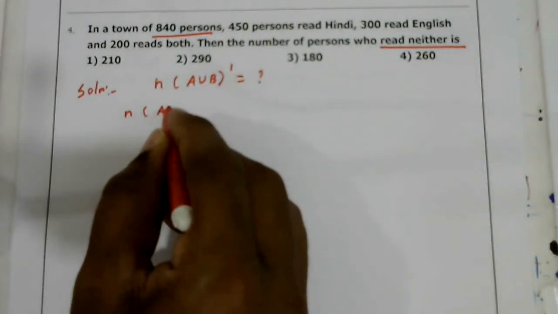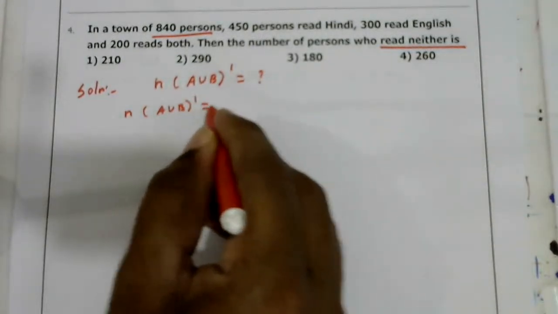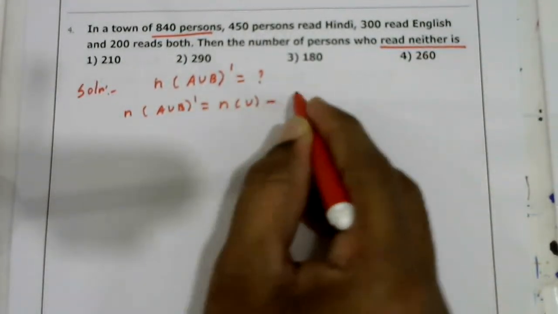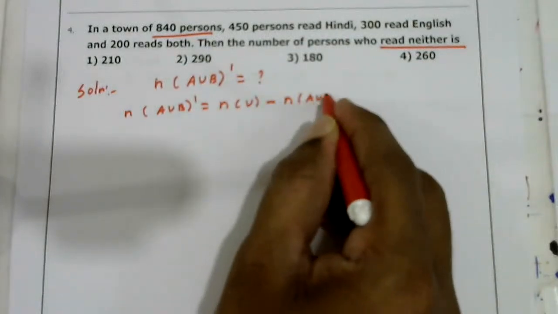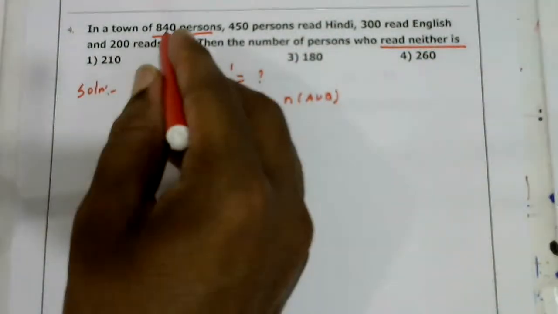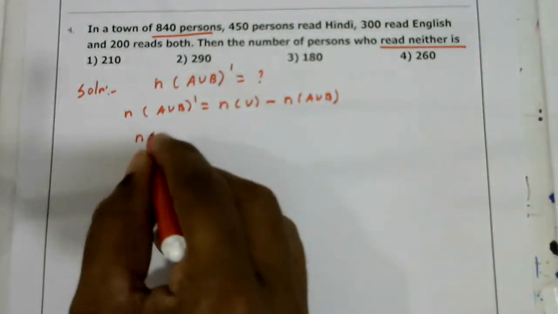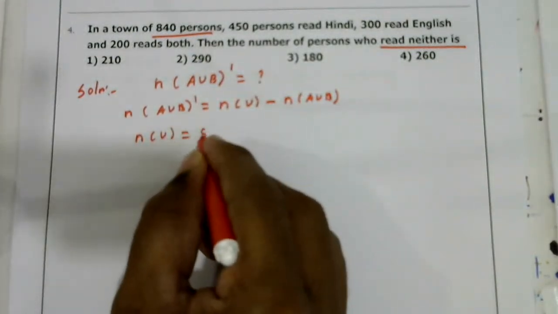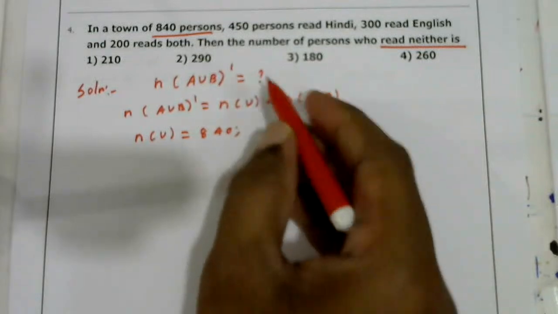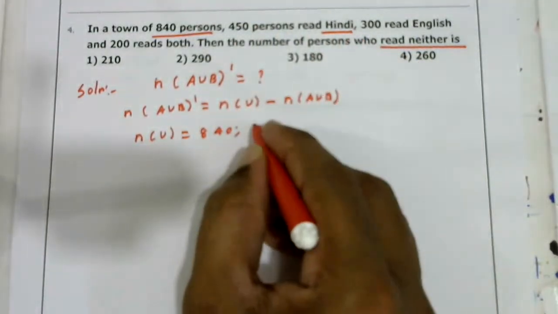How to find n of (A ∪ B)'? It is n of U minus n of A union B, right? So 840 persons, so that is your n of U. n of U is equal to what? 840.